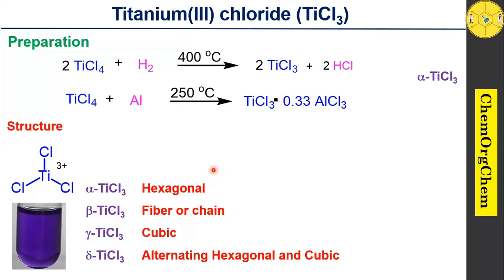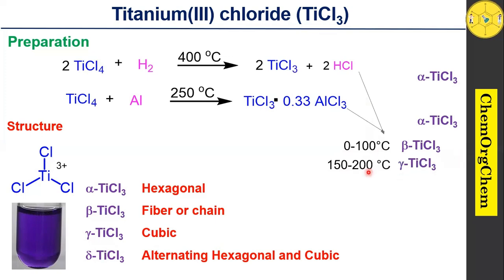Okay, let's see how to prepare each form. The first reaction produces alpha titanium trichloride, and similarly the second reaction also produces alpha titanium trichloride. But when you take these two reactions and heat at 0 to 100 degrees Celsius, they produce beta titanium trichloride. And when you heat these two reactions at 150 to 200 degrees Celsius, they produce gamma titanium trichloride. When you take alpha titanium trichloride plus gamma titanium trichloride under grinding, it readily produces delta titanium trichloride.